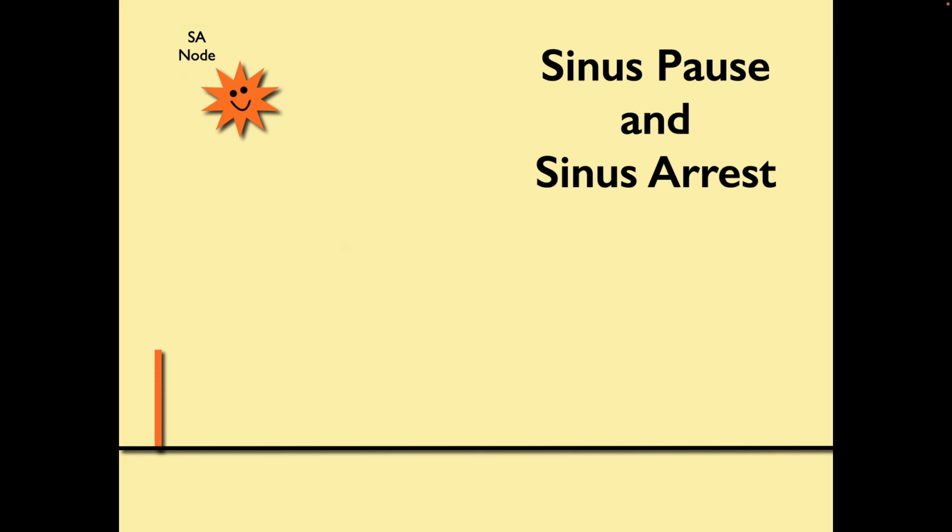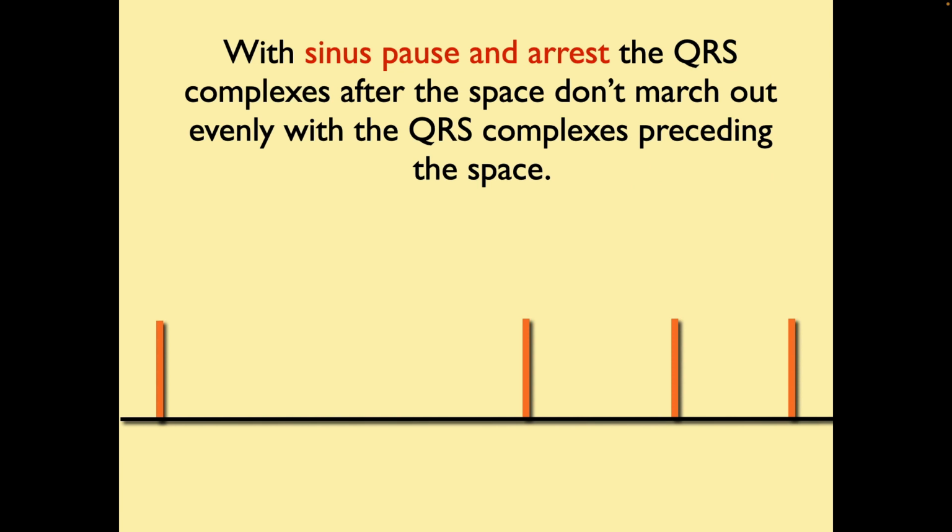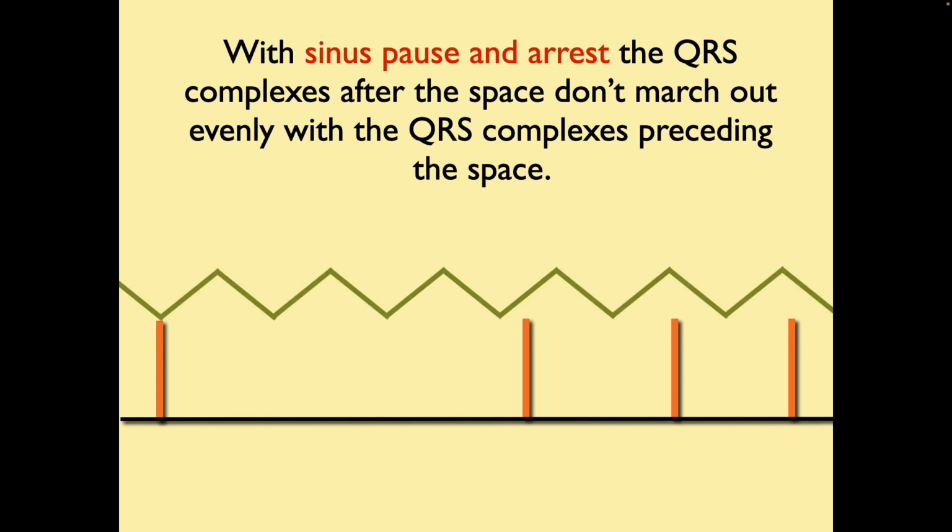Okay, so sinus pause and sinus arrest. There's the SA node doing its job. And then it just stops. There's no little firing within it. It just stops, and then it starts again. And when it comes back, what you're going to see is that it doesn't come back in sync, and a lot of times it comes back slower.